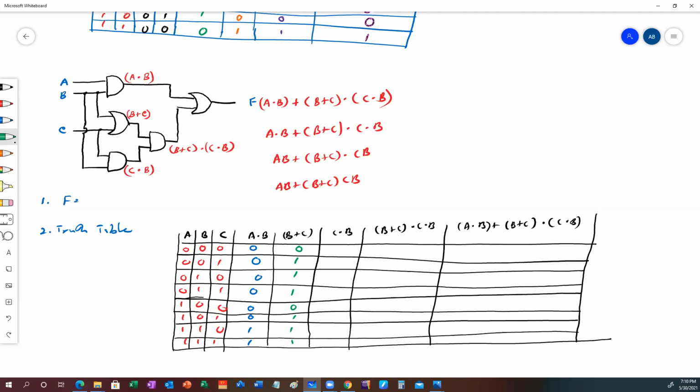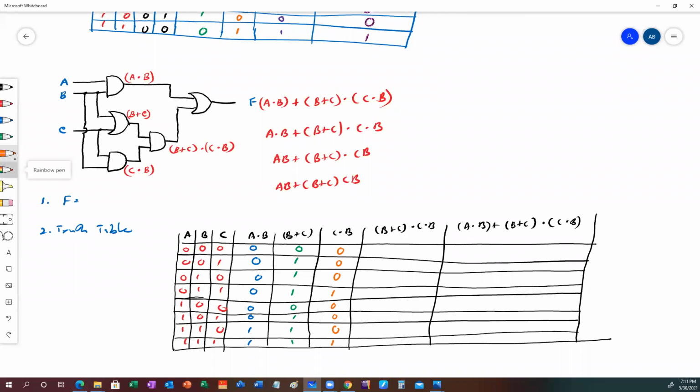Then C and D, C and D, these two. 0, 0, 0, 1, 0, 0, 0, 1. Is it okay?